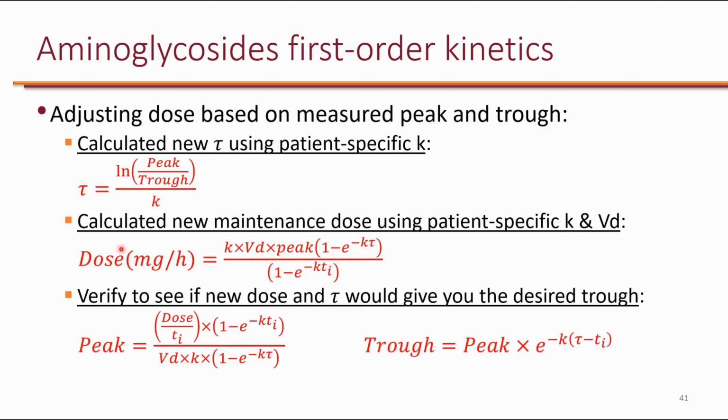Once we get the dose and tau, then we can actually verify to see if the new dose and frequency are going to give us the peak and trough that we want. So we can use this to estimate what peak we can expect from this dose and frequency. You plug it in and it will tell you what the peak is, and then you use this peak here to see what trough it would give you. And that's how you verify that the dose and frequency that you're about to recommend is actually going to give you the goal peak and trough.